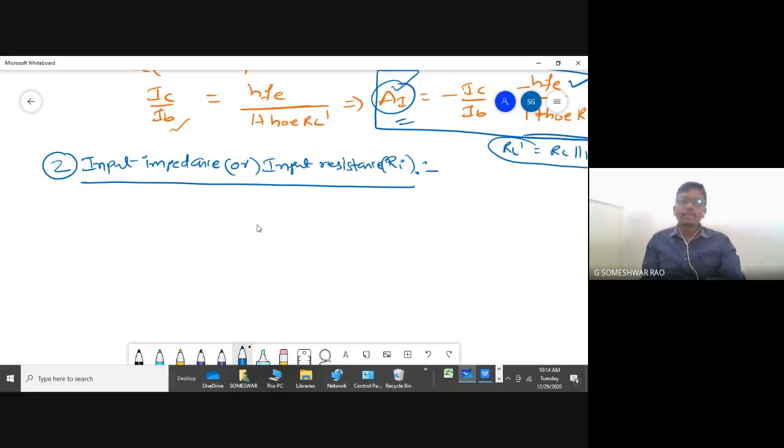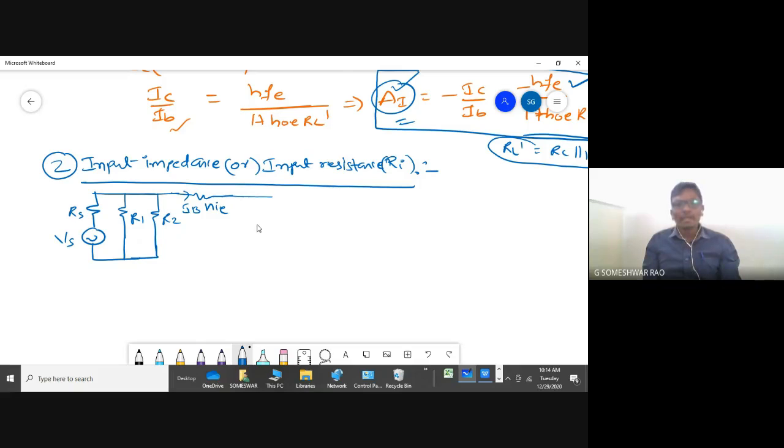Let me draw the circuit diagram once again. This is RS and this one is VS. Please draw at least this time along with me. Please draw the circuit diagram once again. R1, R2, and this is HIE. The current which is flowing is IB, and this one is nothing but plus minus HRE into VCE.